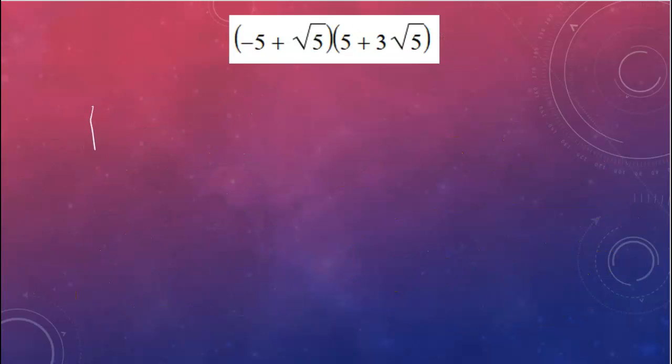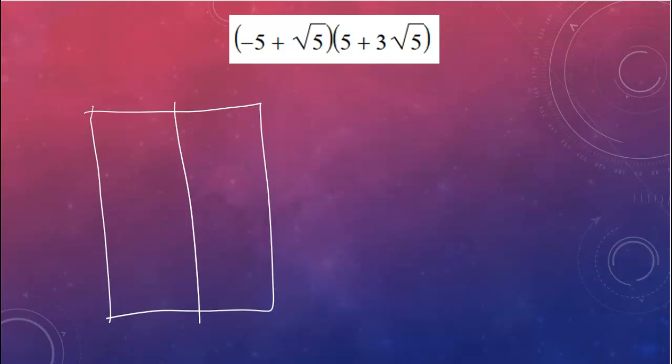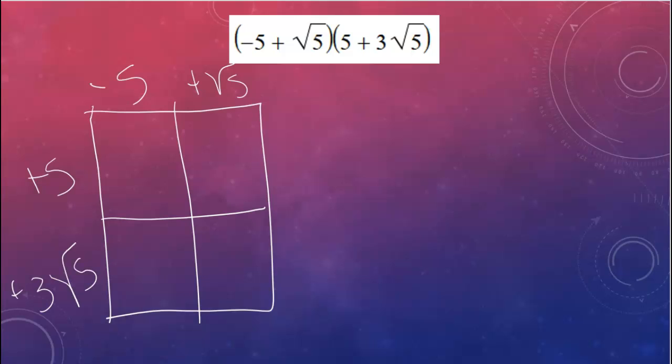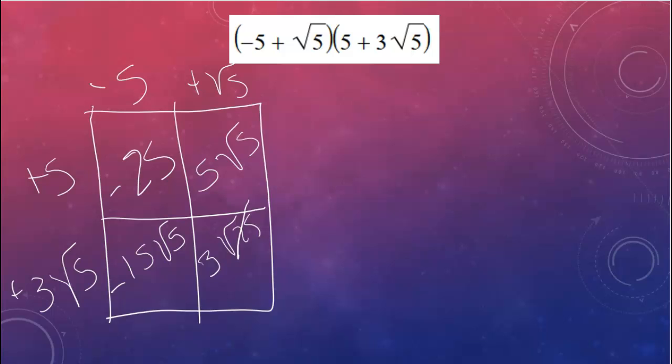Last one. Put it back in the box. Box. Negative 5 positive square root of 5. Positive 5 positive 3 square root of 5. Positive 5 times negative 5 is negative 25. Positive 5 times positive 1 is 5. That's square root of 5. Positive 3 times negative 5 is negative 15 square root of 5. 3 square root of 5 times square root of 5 is 3 square root of 25. But the square root of 25, as we all know, is 5. 3 times 5 is 15.